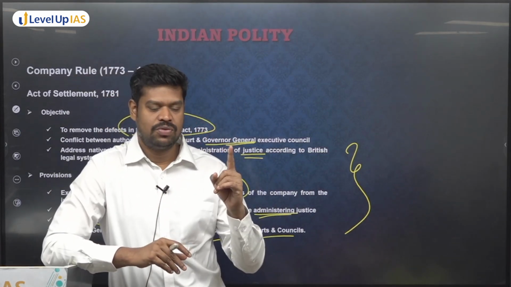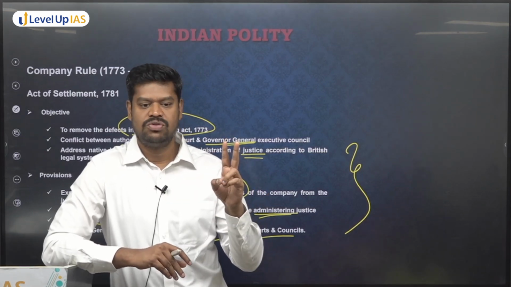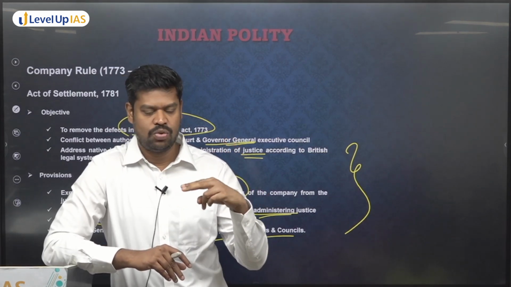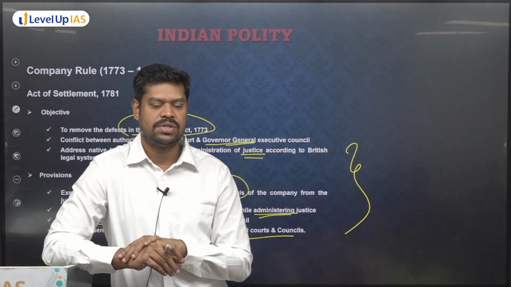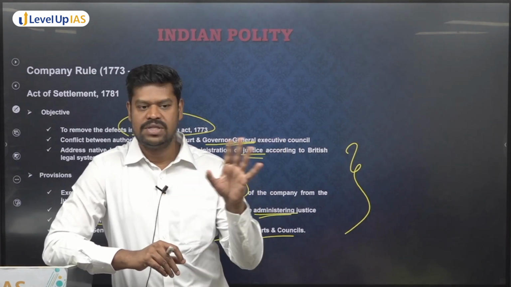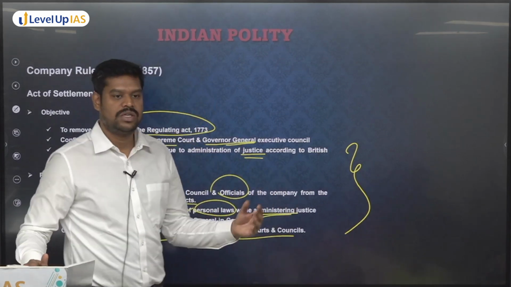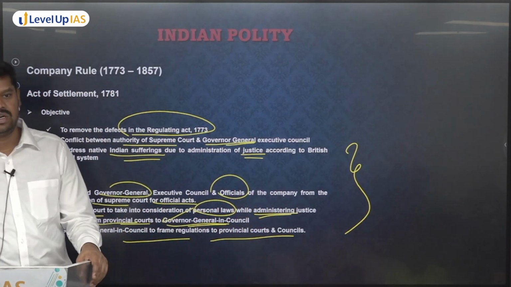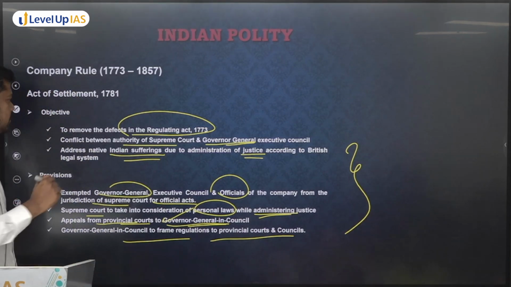One is they shall have jurisdiction over all the British subjects in Kolkata. Second is they shall have jurisdiction over the native Indians who are in conflict with the company, but again based on the personal laws. And otherwise they do not have the other jurisdiction. So basically they restricted the jurisdiction of the Supreme Court and restored the powers of the Governor General in Council. So this is basically what has happened in the amending Act of 1781.